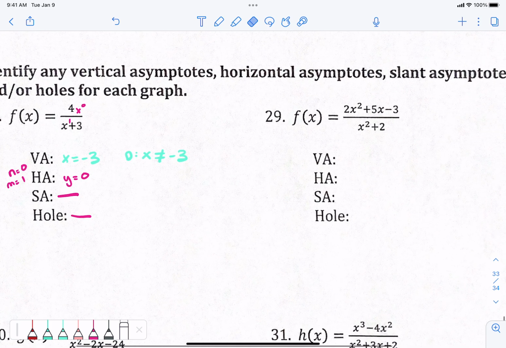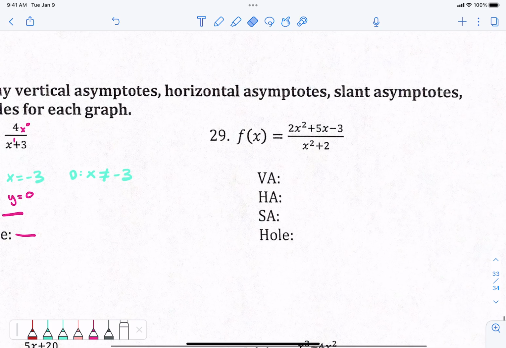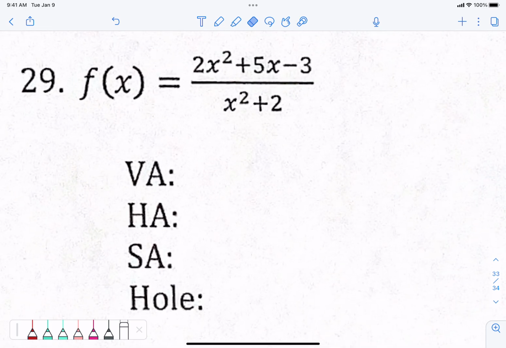Do you want to try some of these on your own? How do you solve for holes again? If they cancel out, it's a hole. Yes. So if it appears in the top and the bottom, it's a hole.